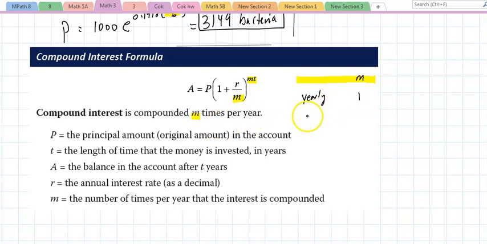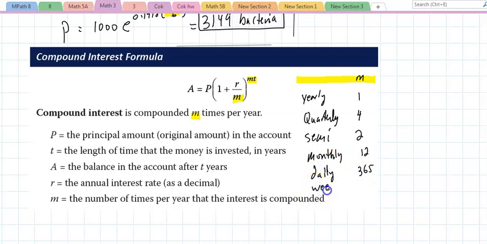If you say quarterly, how many quarters are there in a year? 4. If you say semi-annually, that means there's 2 of them. If you say monthly, how many months are there in the year? 12. What if you say daily? We assume there's 365 days, and I'm not sure if you know, or they're going to use weekly. How many weeks are there in a year? There are 52 weeks in a year.